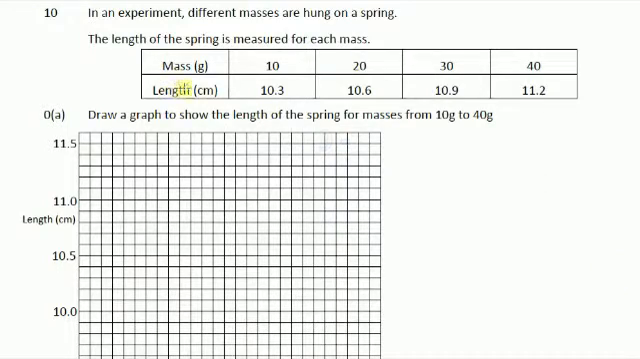Question 10. In an experiment, masses are hung on a spring. The length of the spring is measured for each mass. 10 gives that length, 20 gives that length, 30 gives that length, and 40 gives that length. Draw a graph to show the length for the different masses.